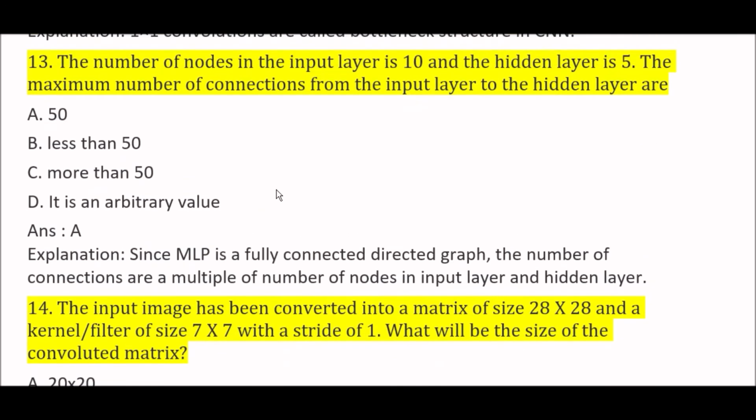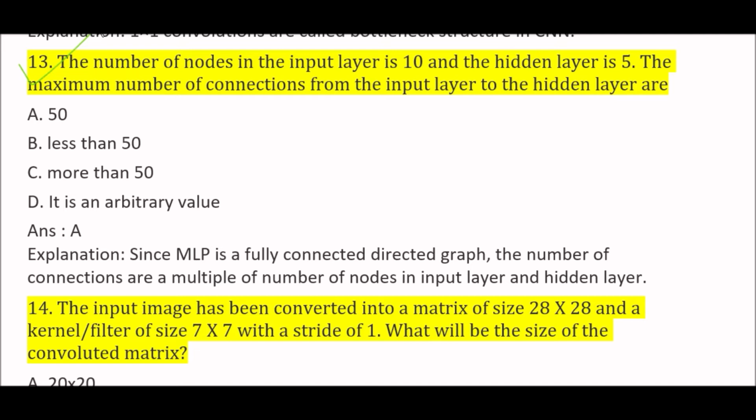Next question. The number of nodes in the input layer is 10 and the hidden layer is 5. The maximum number of connections from the input layer to the hidden layer are option A 50, option B less than 50, option C more than 50, option D it's an arbitrary value. Right answer here is option A 50.